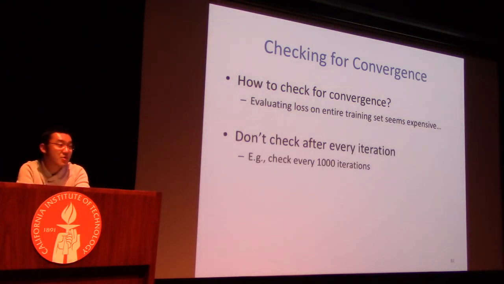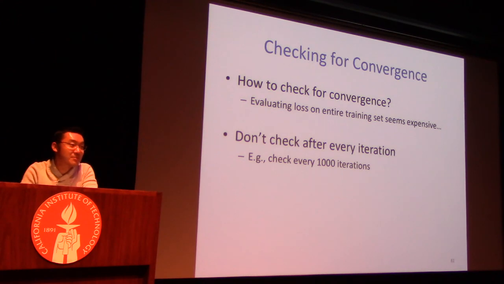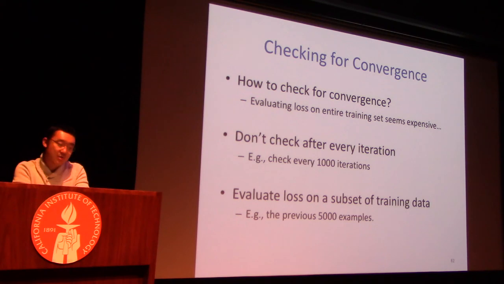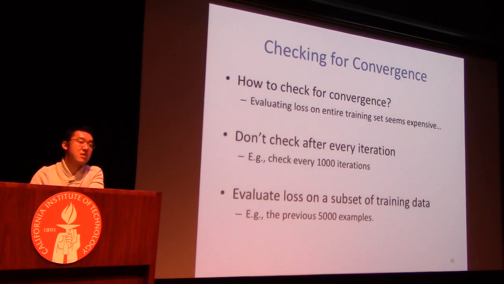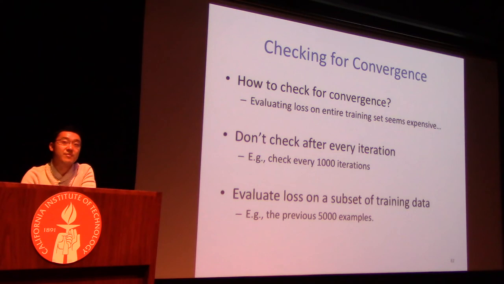So the most common trick is to not check every iteration. We can check every 1,000 iterations. You can also evaluate the loss on a subset of the training data. As long as you have a subset that you think is representative, this may also work. But in general, do not evaluate the loss over the entire training set every iteration of gradient descent or stochastic gradient descent. The wall clock time of your learning algorithm will be super slow.